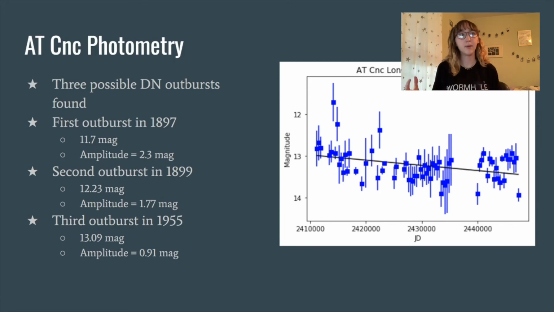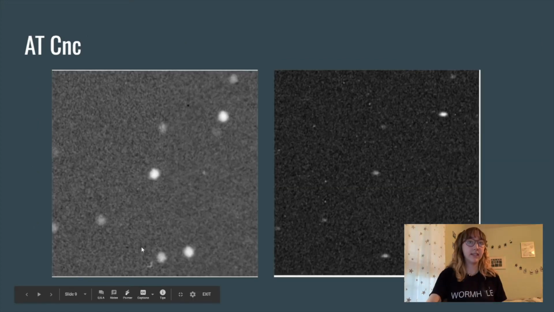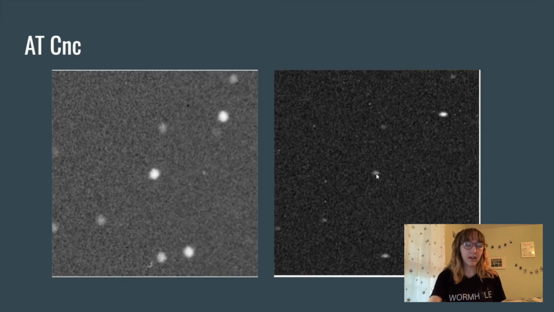And we actually found 3 possible dwarf nova outbursts, which is really exciting, doing our own photometry and creating this light curve to the right here. You can see the first outburst here in 1897, and all of the information to the left here. This would be the second dwarf nova outburst and the third. Here is an example of the brightening, which you can see to the left here, and here's the target also less bright in its normal state, and this is the dwarf nova.